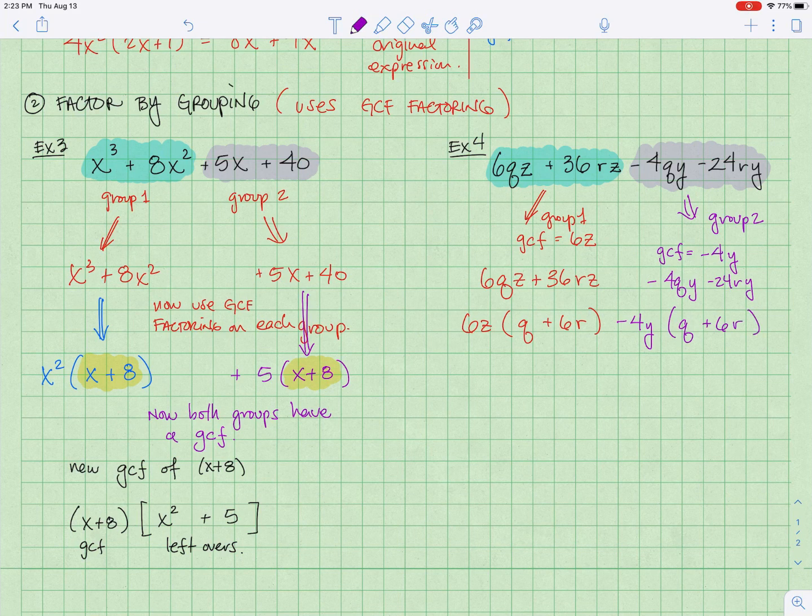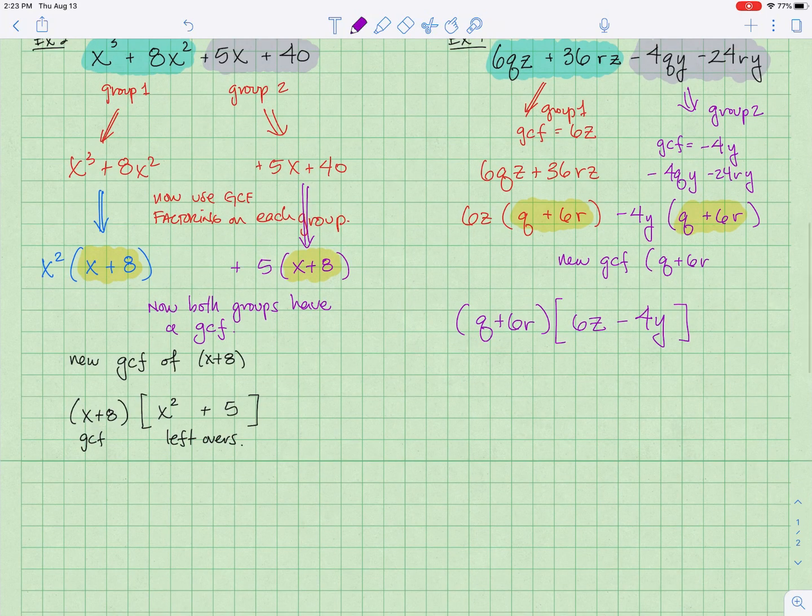And now, again, we can see that we have this new GCF from group to group. A q plus 6r showed up in both of our terms. So we can factor out our new GCF of q plus 6r. When we pull out a q plus 6r, the leftovers from the first term is 6z, and the leftovers from the second term is negative 4y.